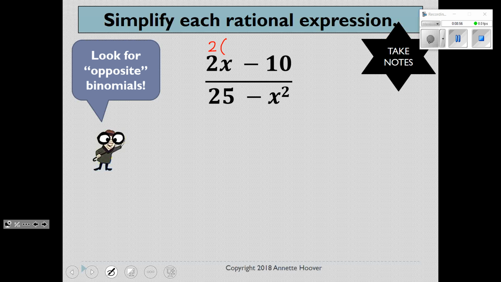So if we factor out a 2, we can divide each term by 2, and that would leave us 2 times x minus 5. So that's how we factored the top.